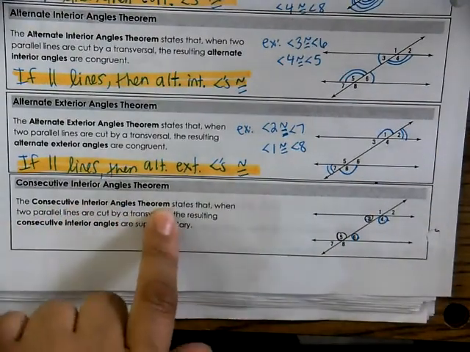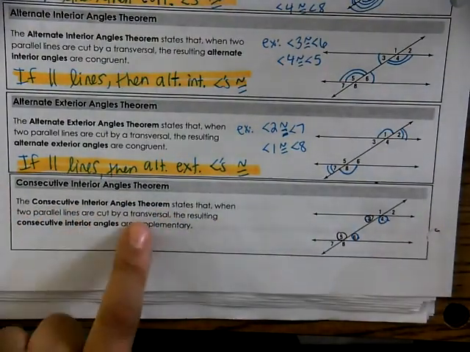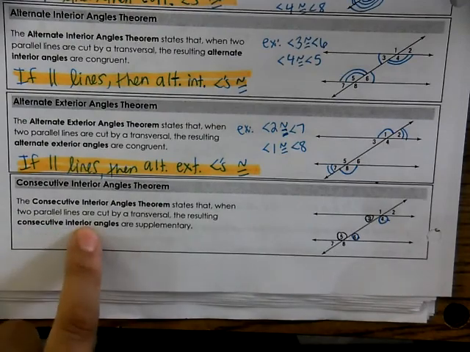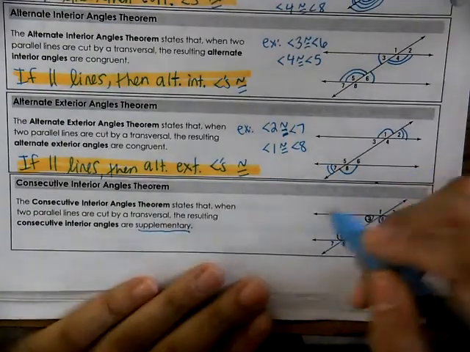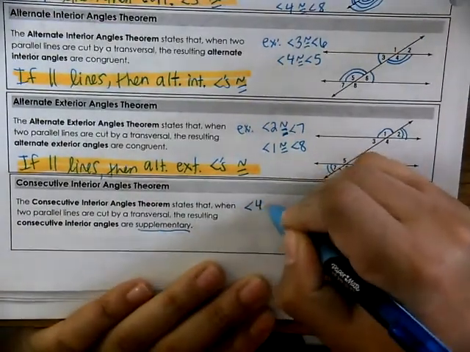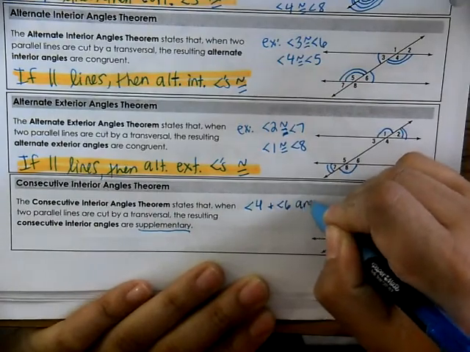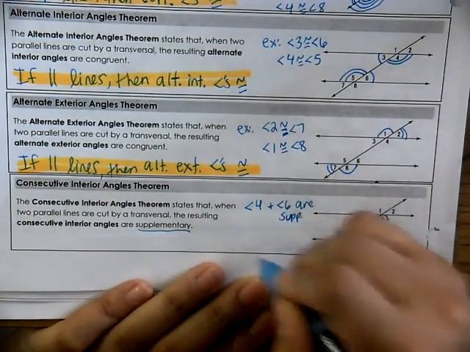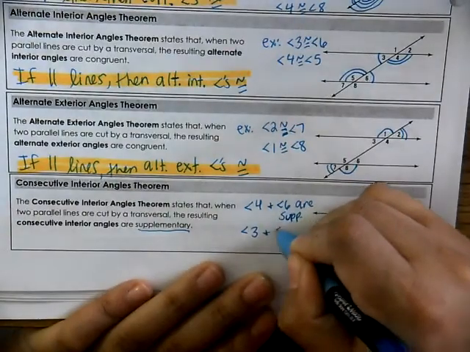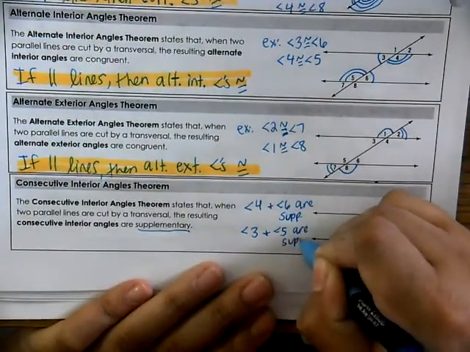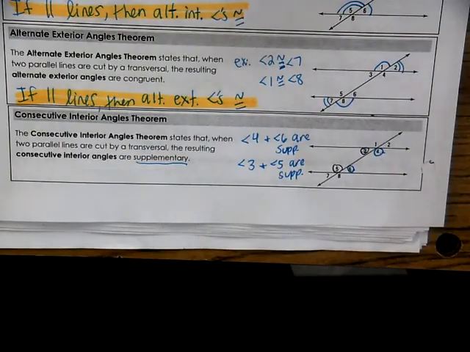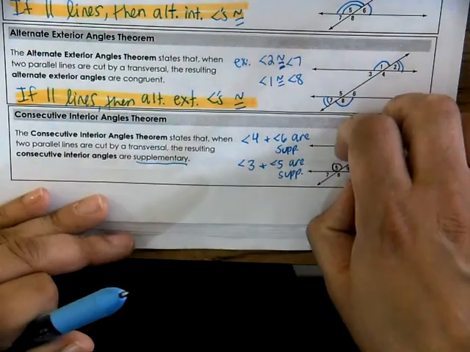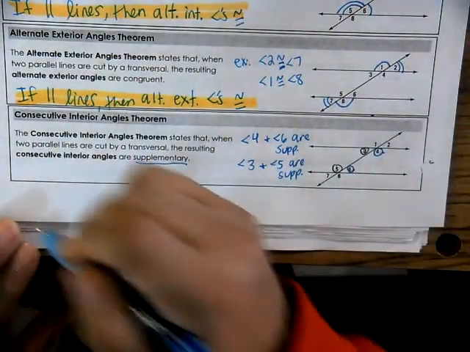It says, consecutive interior angles theorem states that when two parallel lines are cut by a transversal, the resulting consecutive interior angles are supplementary. That's the only thing that's different now, is that angle 4 and 6 are supplementary. I'll abbreviate it. And then same with angles 3 and 5 are supplementary. So be careful when using this one, because when you get in the habit of always using the other ones and they're always congruent, you don't want to include this in the congruence one. This is the only one that's different from the rest.